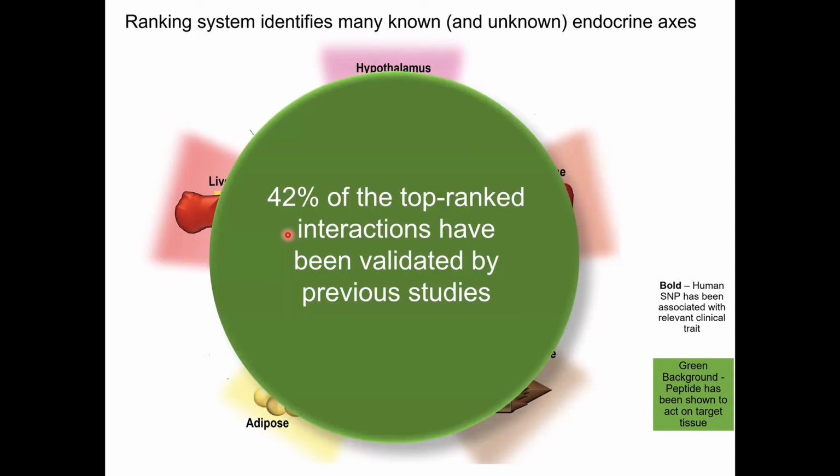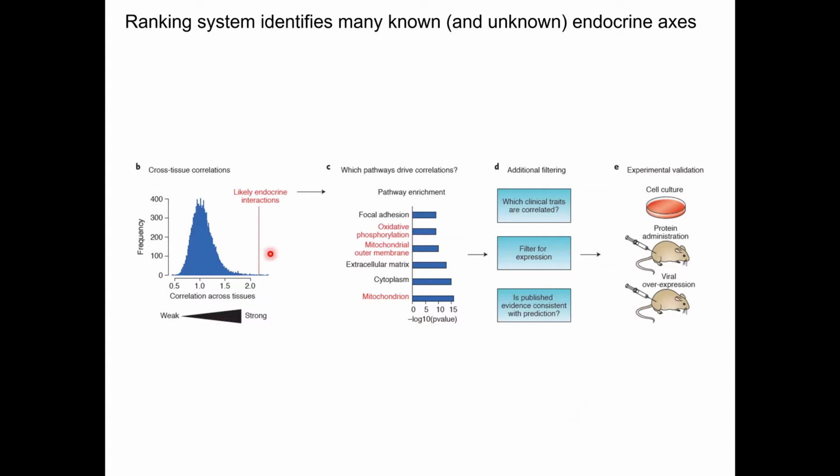When we take a step back, roughly half, 42%, of all of these top-ranked endocrine circuits that I showed in that distribution are known. That means someone has knocked them out and these target tissues have been affected, or someone has used a recombinant protein to show that there's action. So for us this is great proof of principle that we're on the right track. Just looking at simple linear correlation across tissues can pick up half of these known potent endocrine hormones. But what's equally exciting to us is that half of these are unknown. These are strongly concordant genes across tissues, but we have no idea what they do or what they are. So we developed this generalized approach.